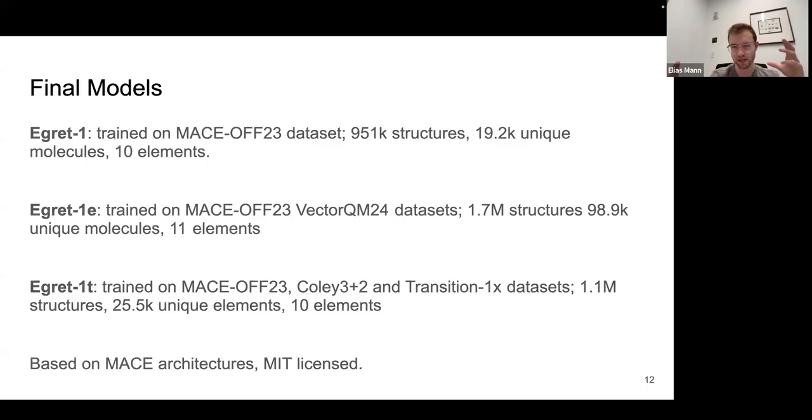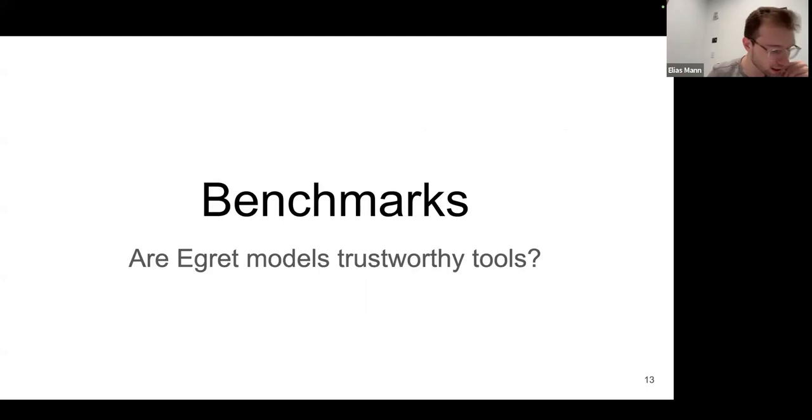Except we trained them for a different amount of time. I think we had some different training length parameters there. And our cutoff radius was larger. But yeah, these models are MIT licensed. I'll try to move more quickly now. I realize that I'm running low on time.